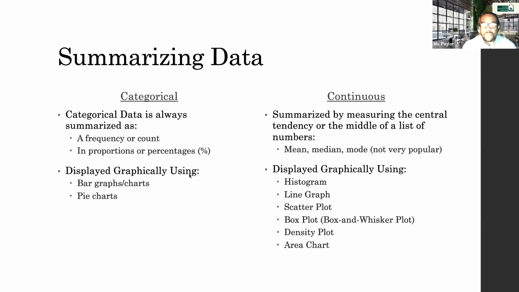You will definitely see the mean, median, and also standard deviations for a lot of things that we do in our scientific careers and a lot of things that we read as far as the journal articles are concerned. In order to display this data, we can either do a histogram, line graph, scatter plot, box plot, which is a box and whisker plot, a density plot, or even an area chart.